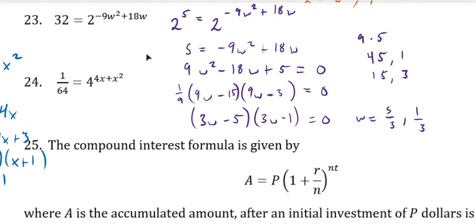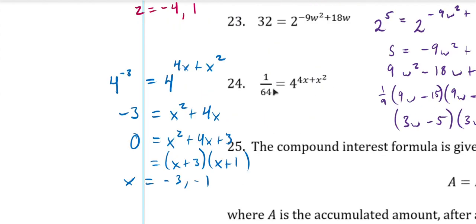Number 23 is similar. We have a polynomial in the exponent. We want to get our bases the same, so we rewrite 32 as a power of 2. And this lets us equate the exponents once we have like bases. Regrouping and factoring, we find the following two roots. Finally, here we have something in terms of a base of 4. This is actually 4 to the -3. And so rewriting that, we can equate our exponents, group them all on one side, set it equal to 0, factor, and solve for x.